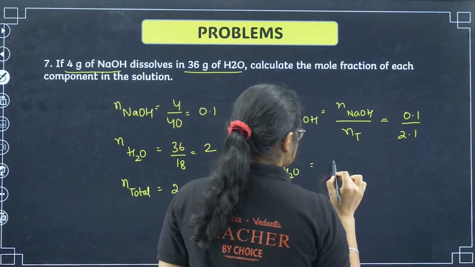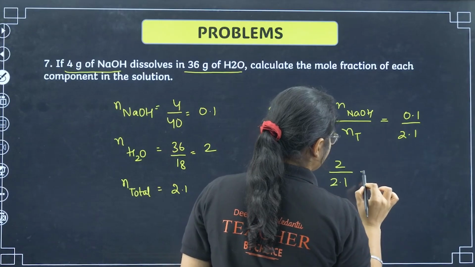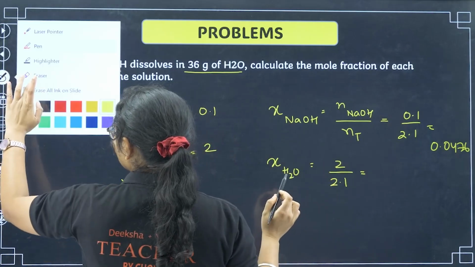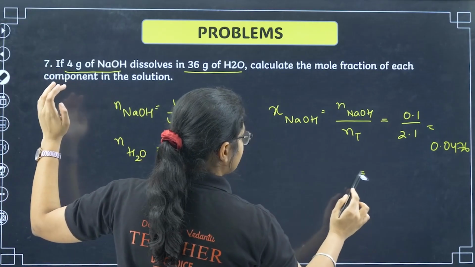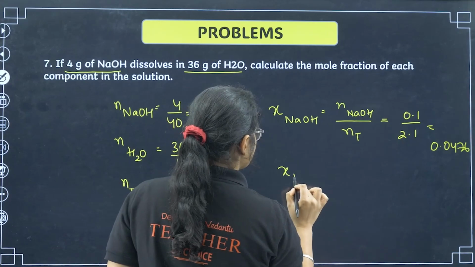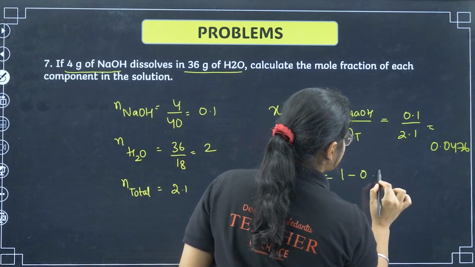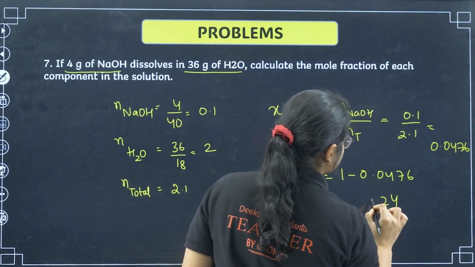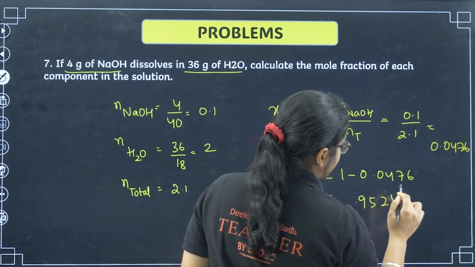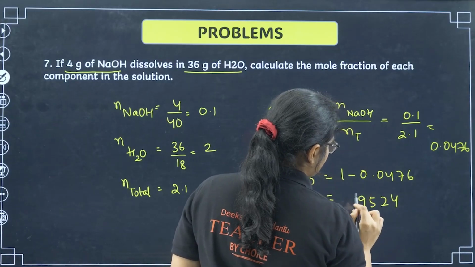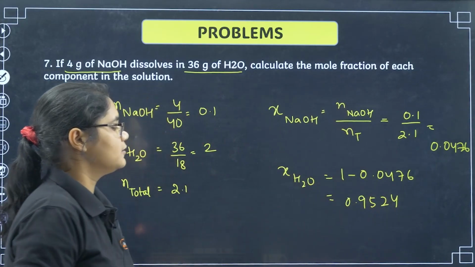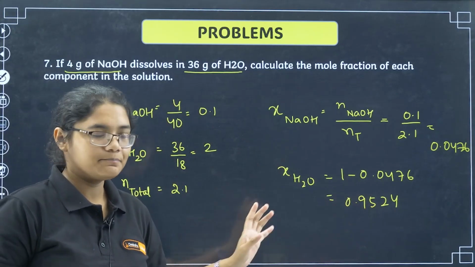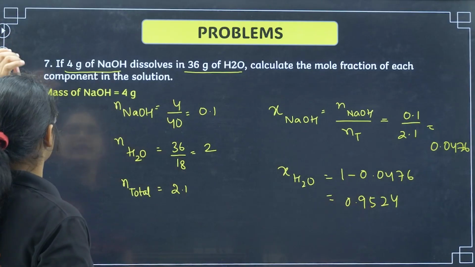Next you have mole fraction of water. That is equal to 2 by 2.1. Okay, 0.0476. Now for water you don't have to do this calculation. You can simply say x of water will be equal to 1 minus 0.0476. So 10 minus 6 is 4, 9 minus 7 is 2, 9 minus 5 is 4, so I get 0.9524 as the mole fraction of water. Clear? Okay, now let's move to the next question.